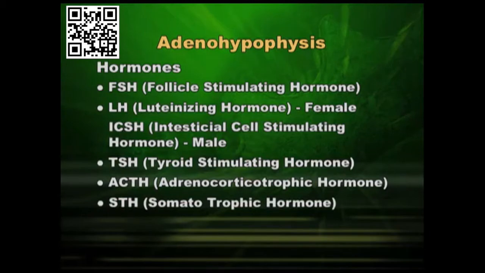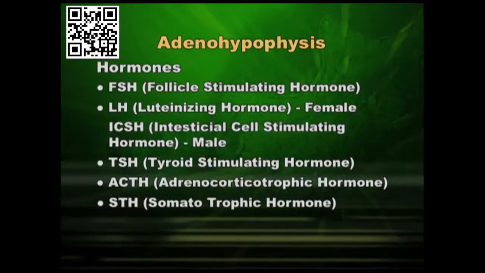As the name indicates, it acts on each and every somatic cell in our body and hence helps in the growth of the body, and hence it is also called growth hormone. This growth hormone also comes out from the anterior pituitary. For these 5 hormones, FSH, LH or ICSH, TSH, ACTH and STH or growth hormone, we have releasing factors in the hypothalamus. Coming to the last one, prolactin.